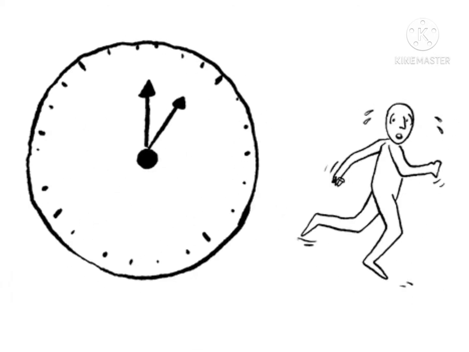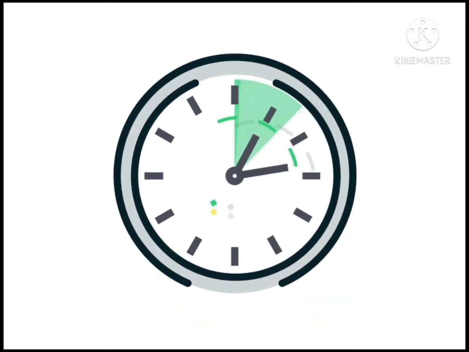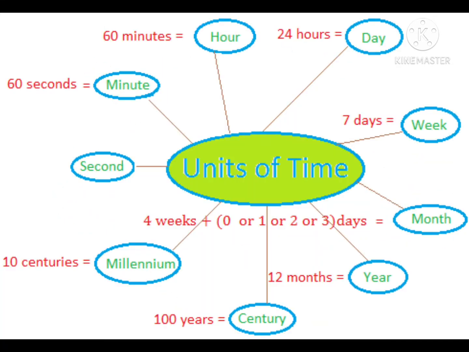If you get late to the railway station you may miss your train. Thus there are many instances which tell us the importance of time. Now what is time? Time is the interval between two events, and the standard unit of measuring time is second, and it is written as small s. The larger units of time are minutes and hours.